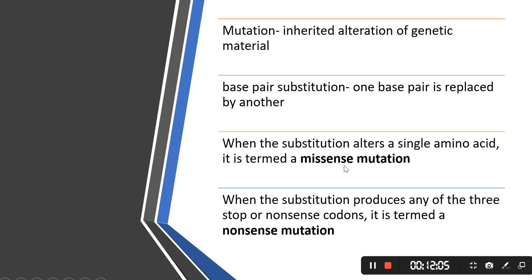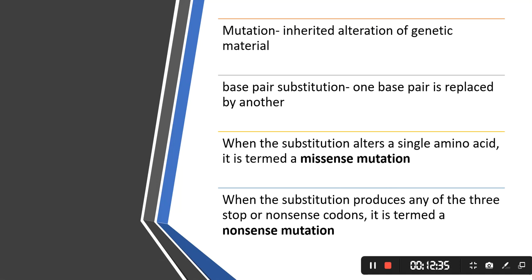When the substitution changes the amino acid which it is going to code for, it is known as missense mutation. And when the substitution produces any of the three stop codons, the UAG, UGA, UAA, then it is called a nonsense mutation. Why? Because it will stop the process, right? These base pairs are coding for specific amino acids. There are plenty of amino acids for the body.